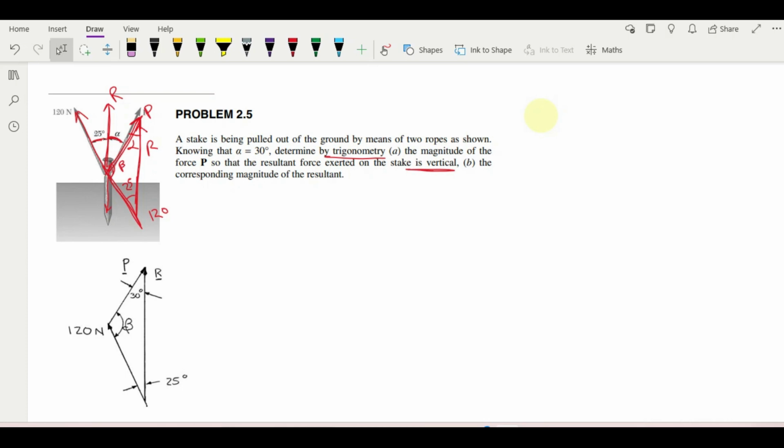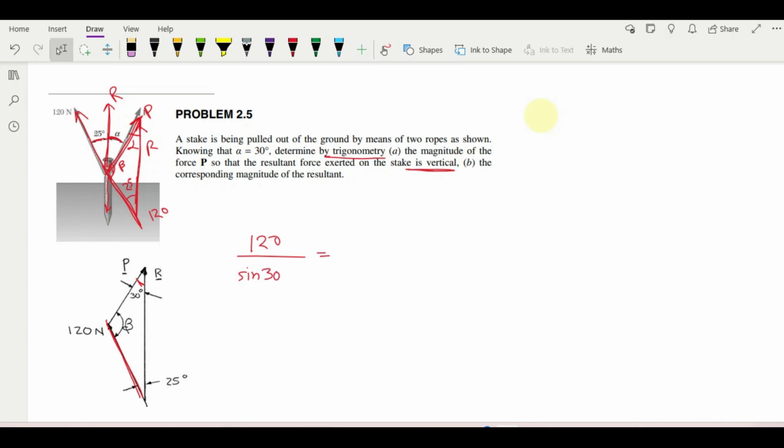So this free body diagram is drawn here. This is the 120 Newton force, this is force P and this is the resultant force. This angle is 25 degrees, this angle is 30 degrees, this angle is beta. Now we use the law of sines in this free body diagram. Just write 120 Newton, this force, divided by the sine of the opposite angle. So if this is 120 Newton, the opposite angle is 30 degrees, sine 30 degrees.